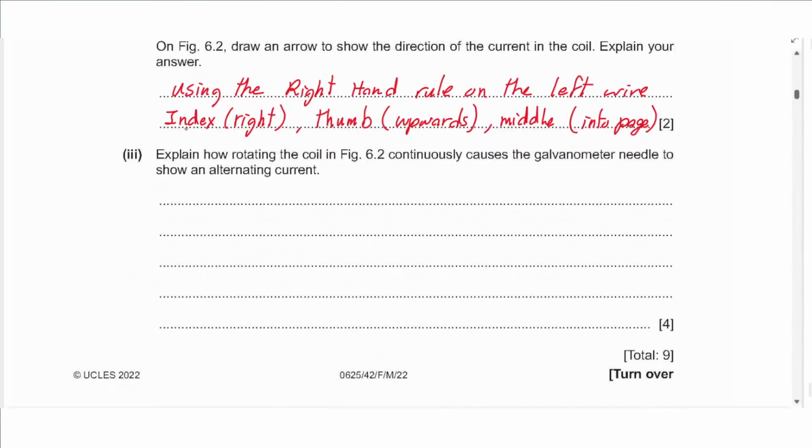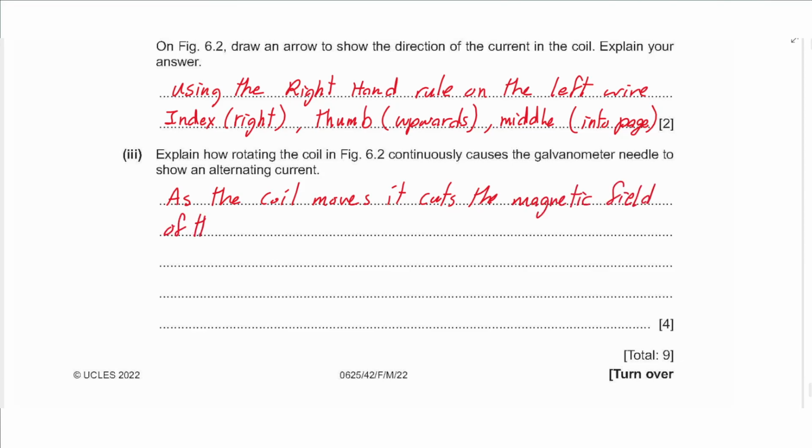Triple I says explain how rotating the coil in figure 6.2 continuously causes the galvanometer needle to show an alternating current. We can say that as the coil moves, it cuts the magnetic field of the magnets and induces voltage or EMF. So basically we start by explaining electromagnetic induction, and then we explain why it is an alternating current.